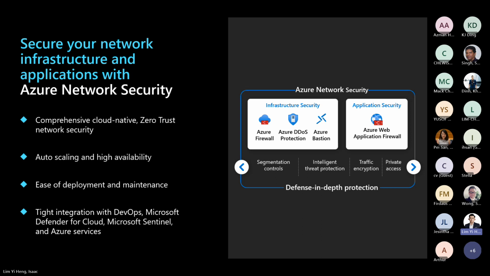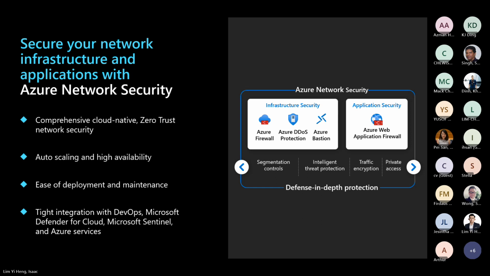Azure Network Security offers the full benefit of cloud-native services for securing the cloud and hybrid network infrastructure and applications. Based on Zero Trust network security, these services are designed to provide the organization with segmentation controls, intelligent threat protection by Microsoft Threat Intelligence, traffic encryption in transit or at rest, and private access linking to the IaaS, PaaS, or on-premises resources as well.